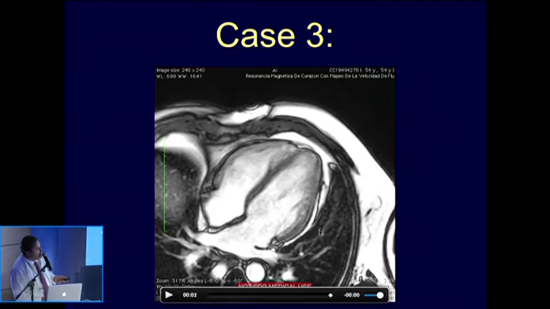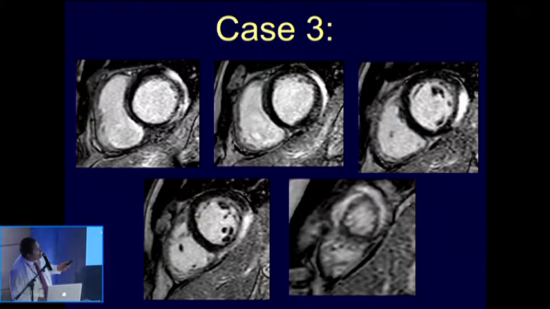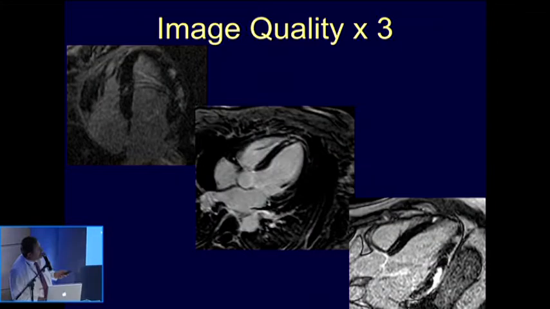This is a four-chamber apical view with reduced enhancement uptake. This is the late enhancement. We see here mesocardic and epicardic deposits in the lateral and lower wall. This is another case of myocarditis, very similar to the first one, and to see the quality of the image.